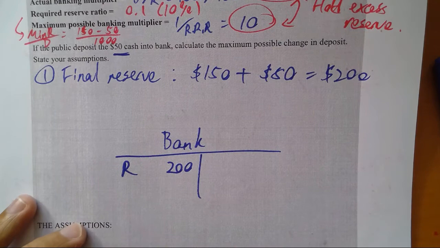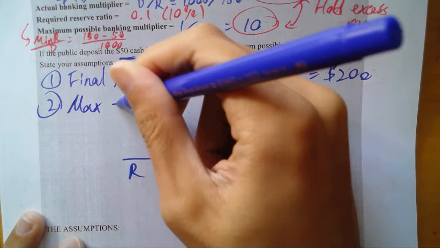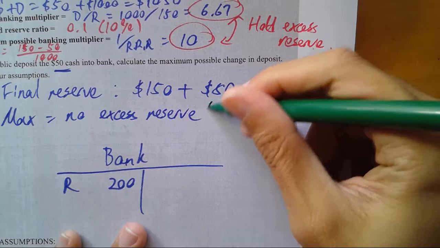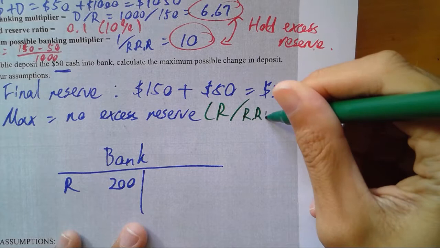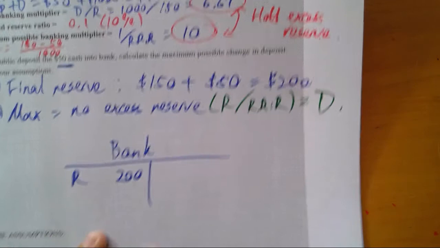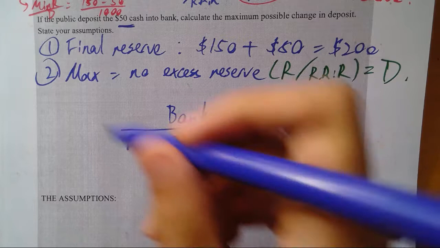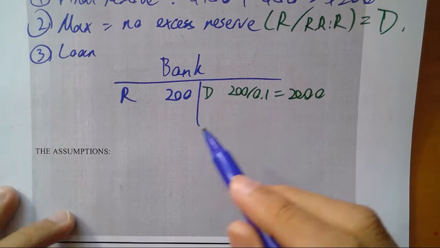Now, second step, what do? We remember maximum, meaning no excess reserve. Now, therefore, what do? We use our reserve divided by our required reserve ratio to get our final deposit. 即係幾多啊？D 200 divided by 0.1, 2000得唔得？嗱，finally loan by just using a double account 係咪？誒 double entry OK balance out.